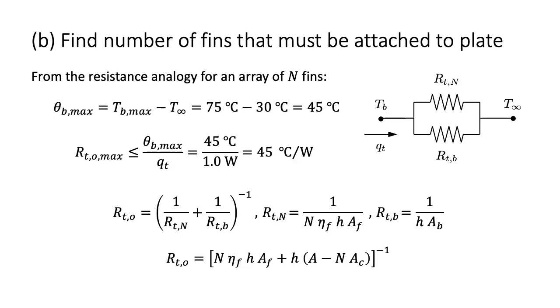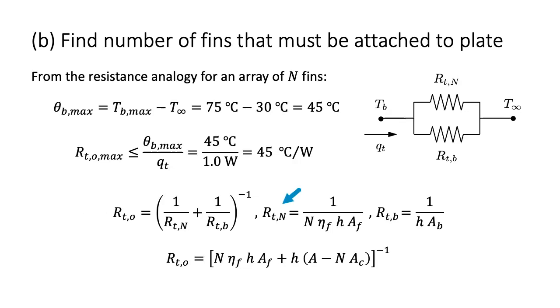For our calculations, we begin by calculating the maximum temperature difference for the array, which is 45 degrees Celsius. Second, we calculate that to remove the specified 1 watt of power, the overall thermal resistance of the array must be below 45 degrees Celsius per watt. Third, we write an equation for the overall thermal resistance in terms of the two thermal resistances in parallel.